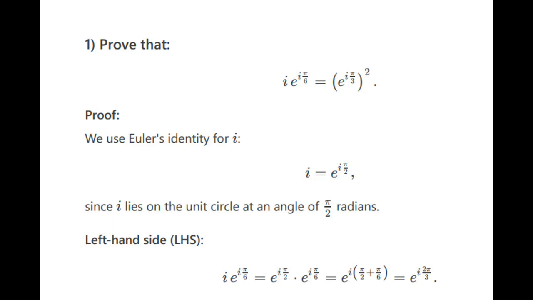So, our left-hand side becomes i times e to the i pi over 6 equals e to the i pi over 2 times e to the i pi over 6. When multiplying exponentials with the same base, we add their exponents: pi over 2 plus pi over 6. Let's put them over a common denominator. Pi over 2 is 3 pi over 6, and adding pi over 6 gives 4 pi over 6. This simplifies to 2 pi over 3. So, the left-hand side becomes e to the i times 2 pi over 3.